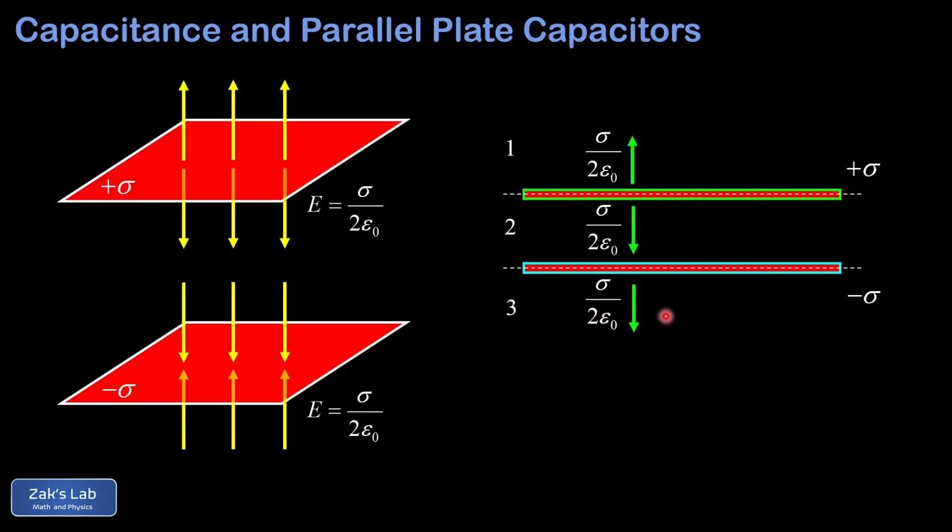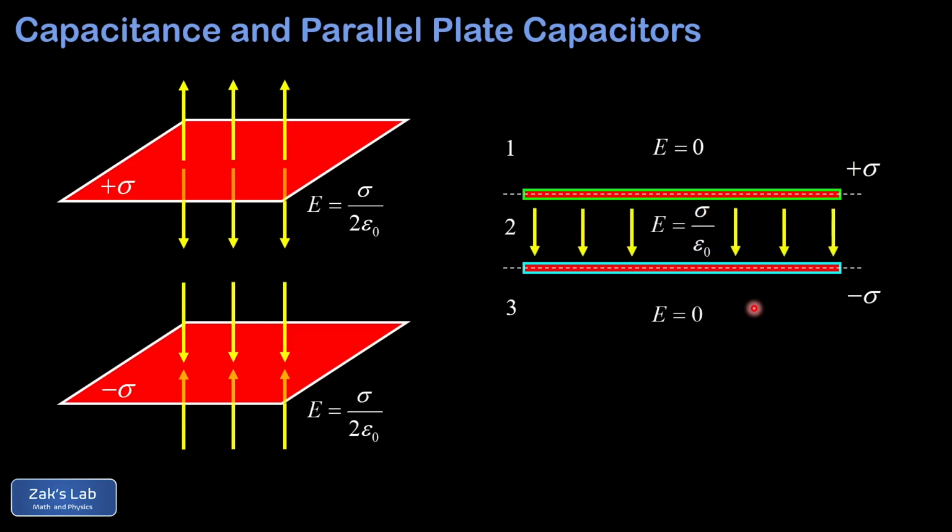Now we draw the field contributions from the negative plate. Again, the magnitude of that is the same in all three regions, and in every case, it points at the negative sheet. So we notice that the field contributions exactly cancel when we're outside the plates. In other words, in regions 1 and 3, the electric field is 0. Between the plates, the field contributions exactly add to each other. So between the plates, we end up with an electric field magnitude of sigma over epsilon 0.